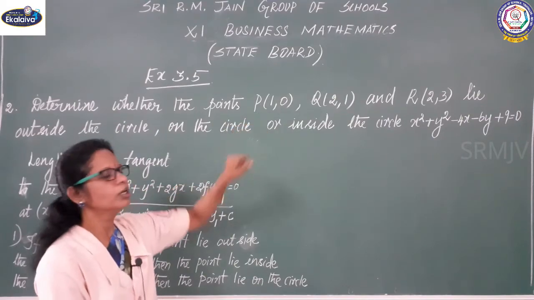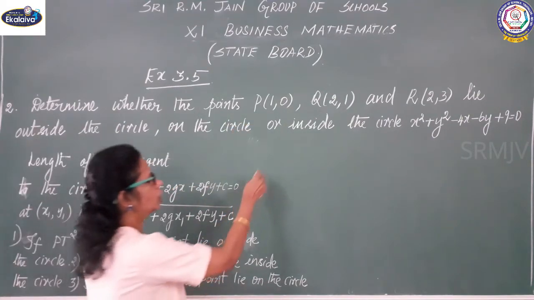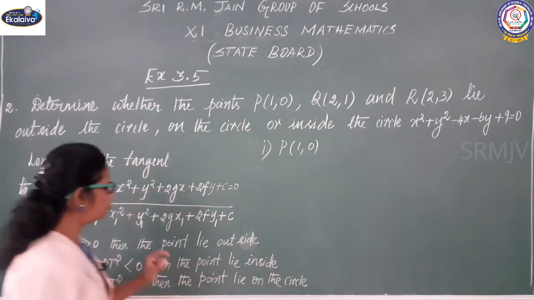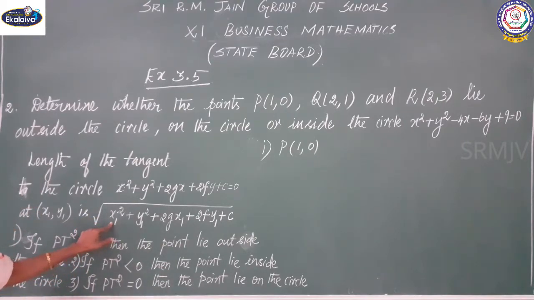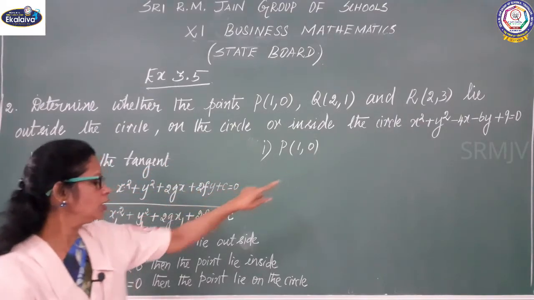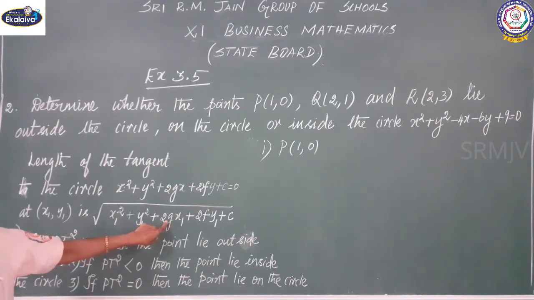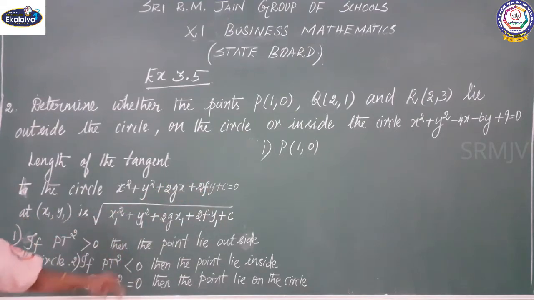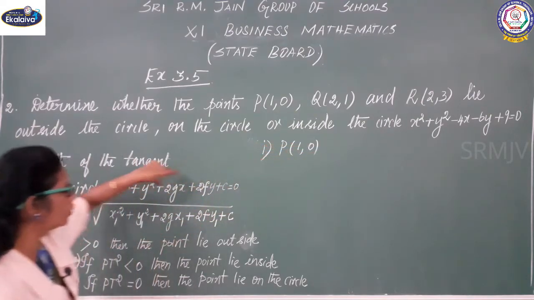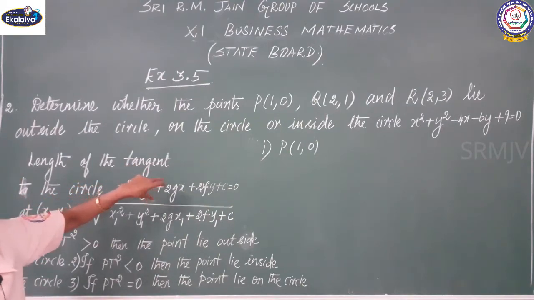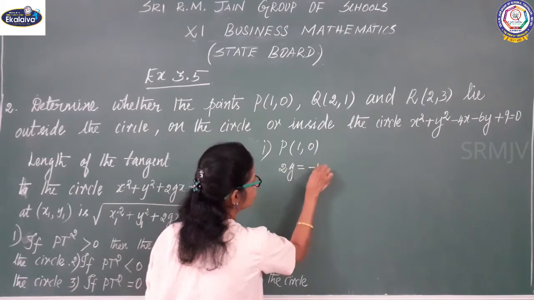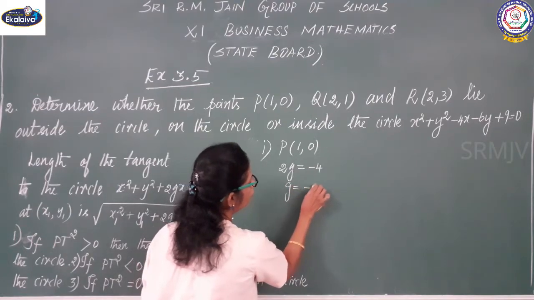First point is what? P of 1 comma 0, right. The point is given as 1 comma 0. That means x1 should be replaced by 1, y1 should be replaced by 0. Now what is your g? You have to relate the given equation to the general. 2g equal to minus 4, so g is equal to minus 2. What is your f? F equal to minus 3.